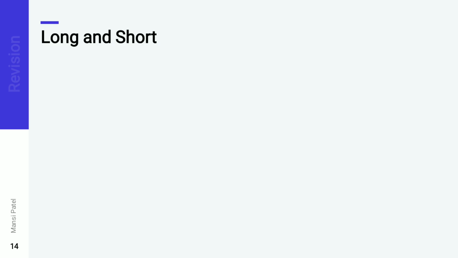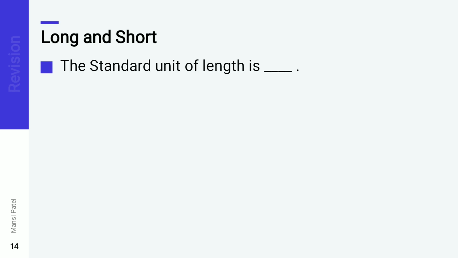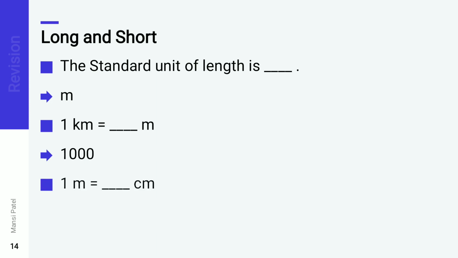Now, the second chapter, that is long and short. The standard unit of length is the meter. Then 1 kilometer is equal to how many meters? 1 kilometer is equal to 1000 meter. Then 1 meter is equal to how many centimeters? Yes, we can say that 1 meter is equal to 100 centimeter.